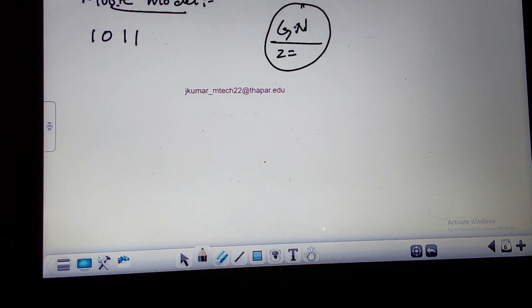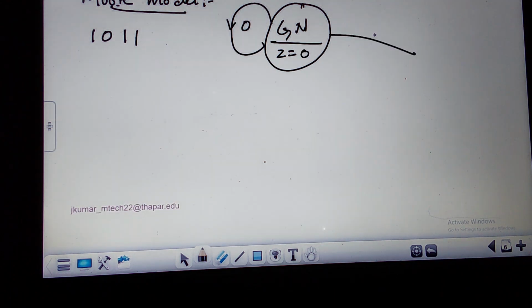Mealy machine: the output depends only on the present input, not on the present state. Did you understand? If it receives 0, it remains in the same state, and the output is also 0. If it receives 1, it goes to the next state, the 1 state. What is the output? 0.